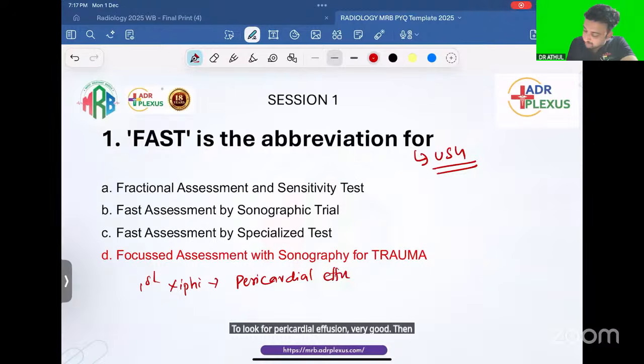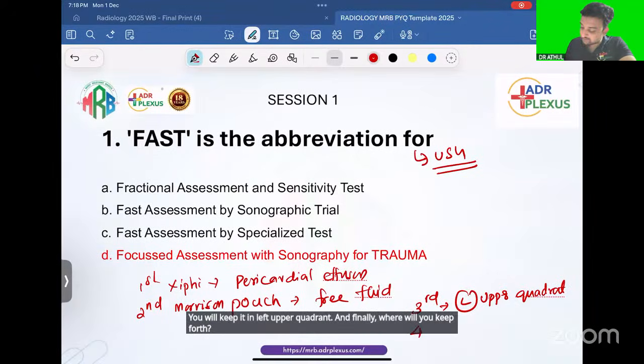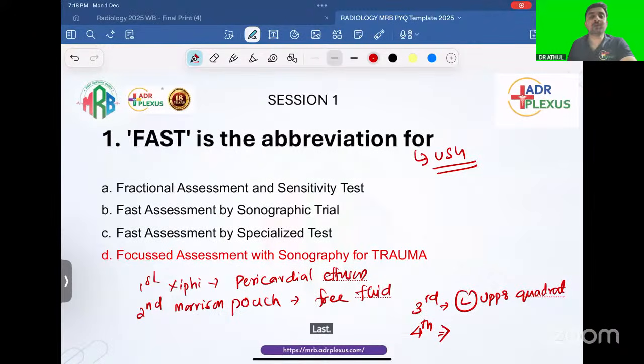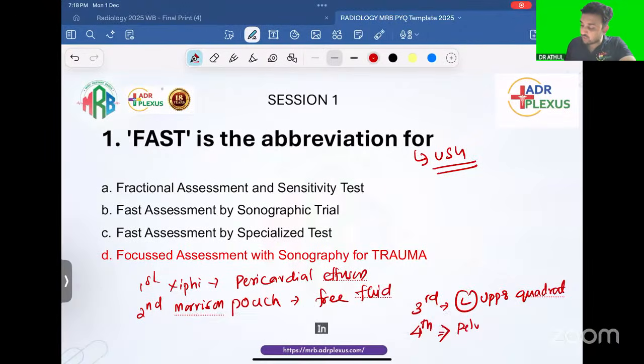Then you will keep it second in Morrison's pouch, or hepatorenal pouch. Morrison's pouch to look for free fluid. Then third, you will keep it in the left upper quadrant. And finally, where will you keep? Fourth, last. So you kept it in the subxiphoid region, right upper quadrant, left upper quadrant, finally where? Very good. In the pelvis or suprapubic region to look for free fluid.